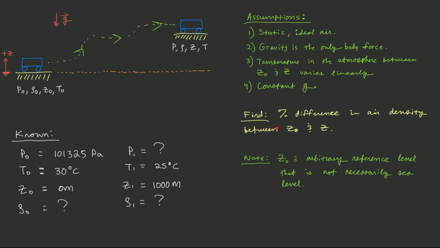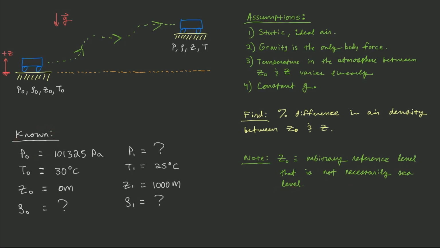Our objective here is to find the percent difference in air density between Z naught and Z. And a reason you might care about this is, for example, if you have an internal combustion engine, the density of the air is going to be an argument to both the efficiency of your combustion process and to your drag calculation on the vehicle. So there's going to be a balance there to determine what the overall power efficiency of the vehicle will be as a function of elevation.